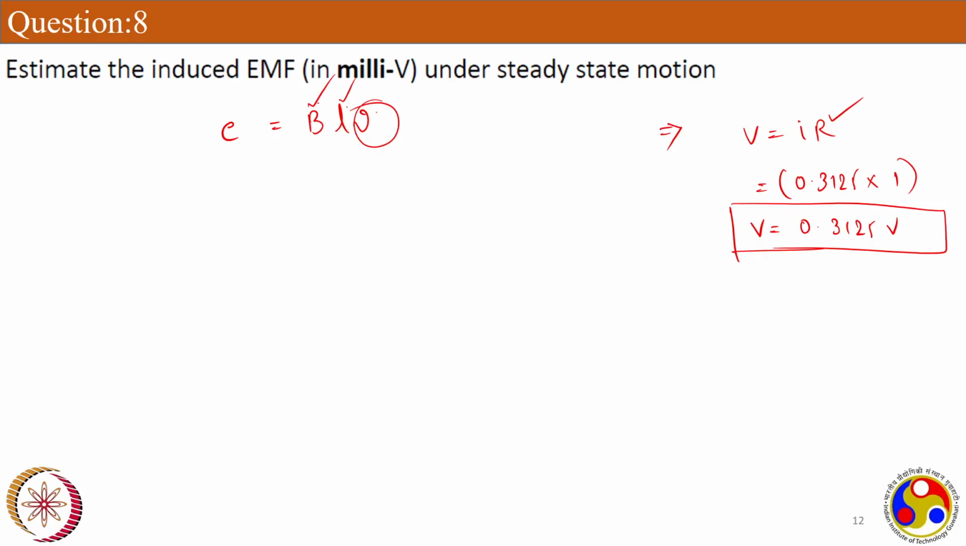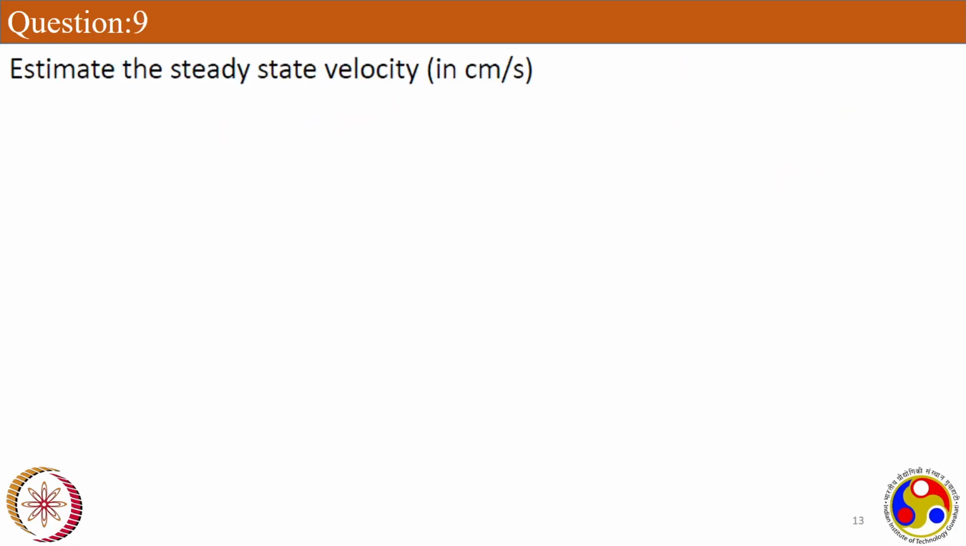So since we have the EMF induced now, we can easily calculate back the velocity. Now, in what units have they asked us the voltage? Okay, again they have asked us in millivolts. Now the voltage is equal to 312.5 millivolts. Yeah, it's again a simple problem. See, the question is already there. We are expecting this question.